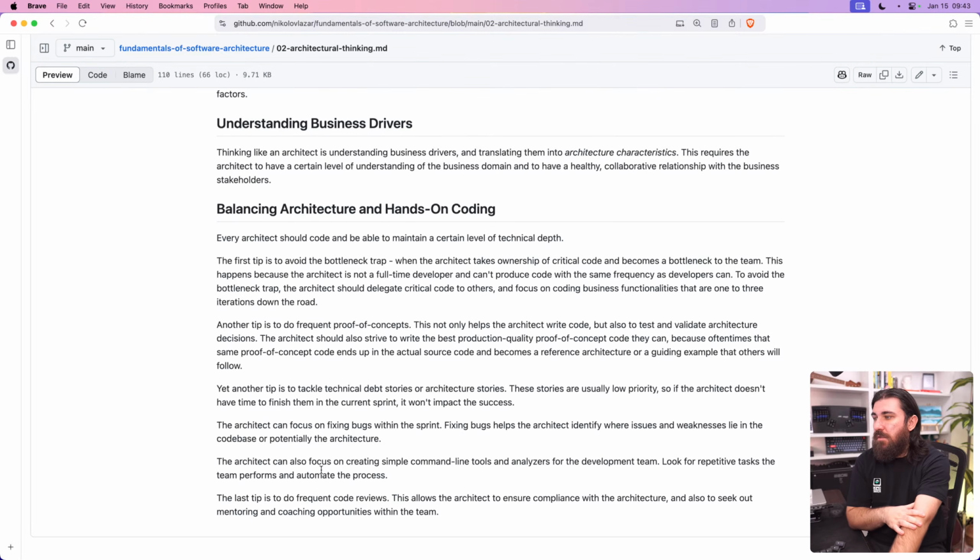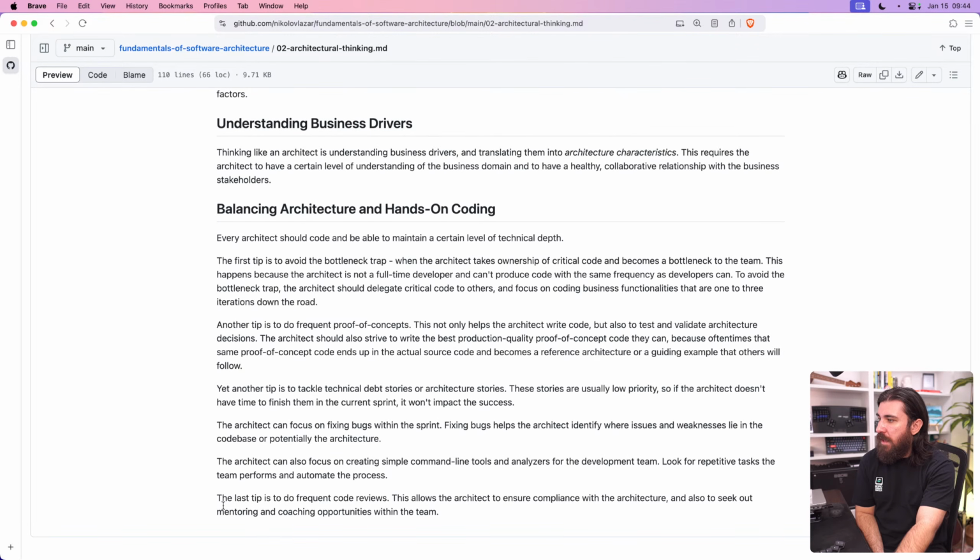Then the architect can also focus on creating simple command line tools like CLI tools and analyzers for the development team. Look for repetitive tasks that the team performs and automate the process. There's also mention of fitness functions in this case. And fitness functions are, I still don't know, I haven't reached that point in the book, but fitness functions are basically unit tests for the architecture. And I feel like those are going to be really cool. But yeah, you can focus on those. It's still coding, it's still writing code.